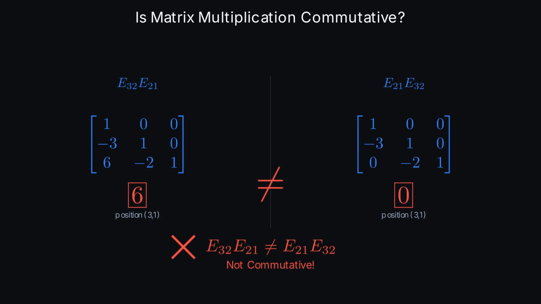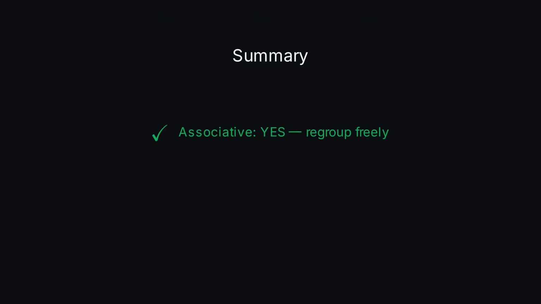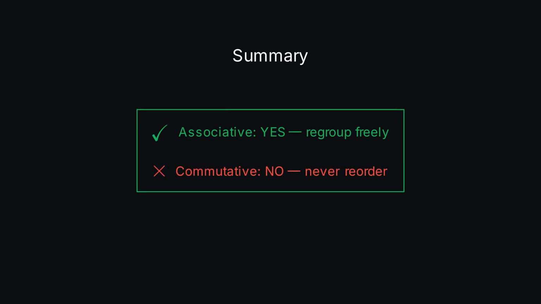This demonstrates a crucial fact. Matrix multiplication is not commutative. You cannot swap the order of multiplication. So to summarize, associative, yes, you can regroup freely. Commutative, no, you must never reorder.